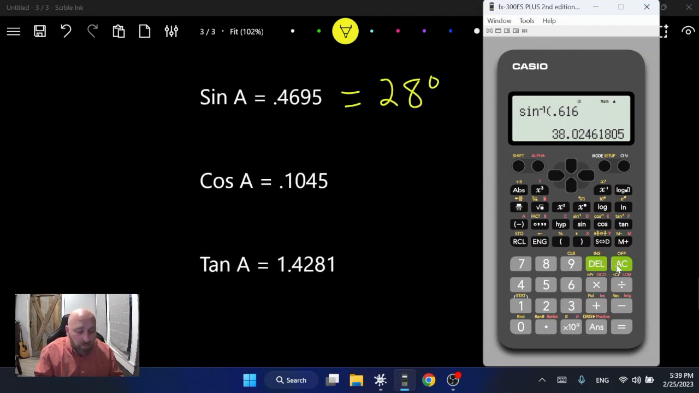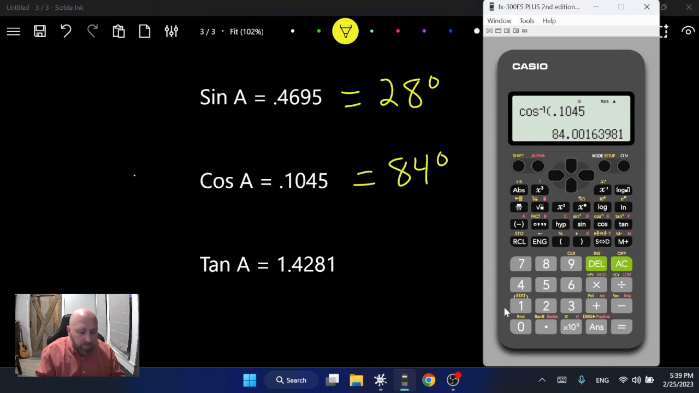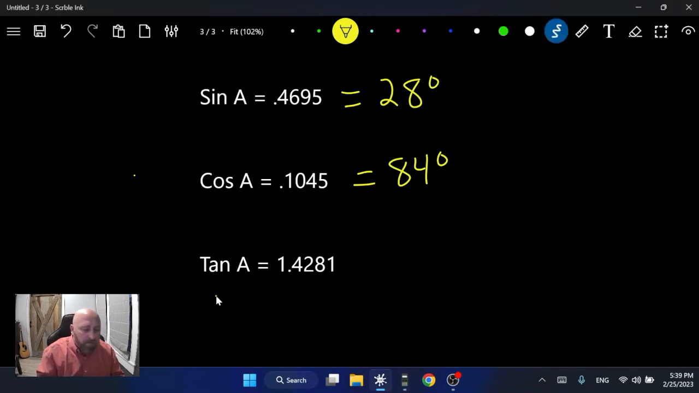All right, so let's try this cosine one. So hit the shift cosine -1, and we're going to type in 0.1045 and hit equals, and we get 84. That's an 84 degree angle. And then we'll do tangent, and then we'll be done with this lesson. So let's clear this back out. Shift tangent this time, tangent -1, and then we're going to put 1.4281, and that equals 54.9, so that's going to be a 55 degrees. All right, that easy.